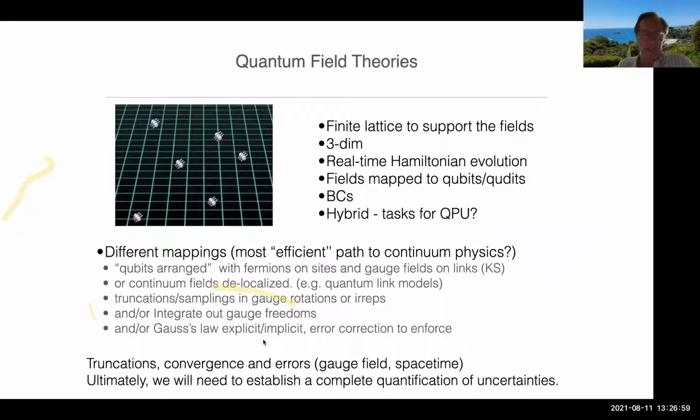So for quantum fields, we're going to work with a finite discretized lattice for space-time. We're going to want to do this in 3 dimensions. We're going to be implementing real-time Hamiltonian evolution, and we're going to be working, in general, with a purely universal digital quantum computer with finite-dimensional Hilbert spaces.